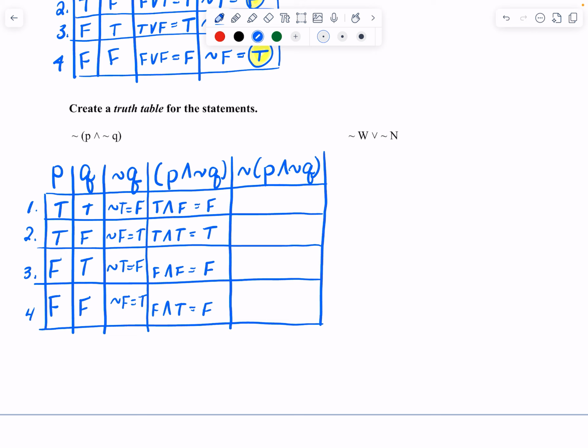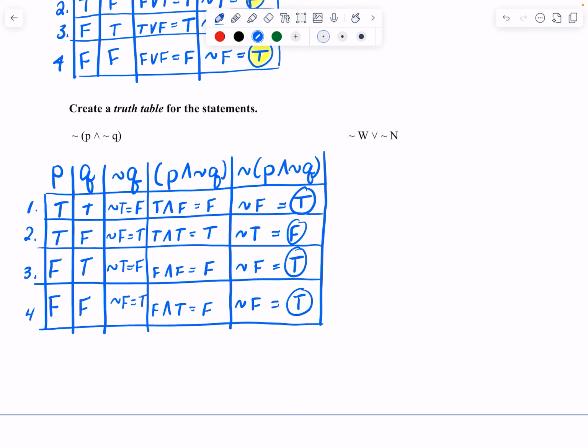So in row 1, I'm going to negate false. The negation of false is true. In row 2, I'm going to negate true. The negation of true is false. In row 3, I'm going to negate false. The negation of false is true. And in row 4, I got false, so the negation of false is true.